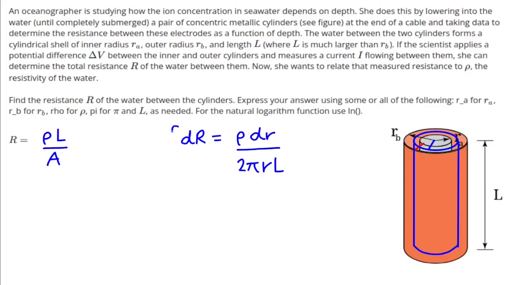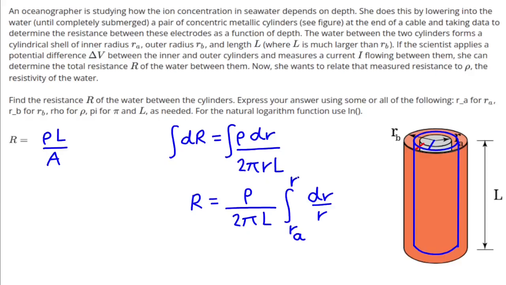And now we can integrate both sides, so we get the resistance of the water between the shells is equal to rho, being the resistivity, over 2 pi L. So we took the constants outside the integral, and we're integrating the reciprocal of r, 1 over r, from the inner radius to the outer radius. So what we get is the resistance is rho over 2 pi L times the natural log of r_b over r_a.